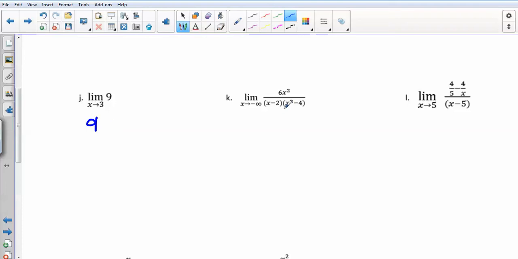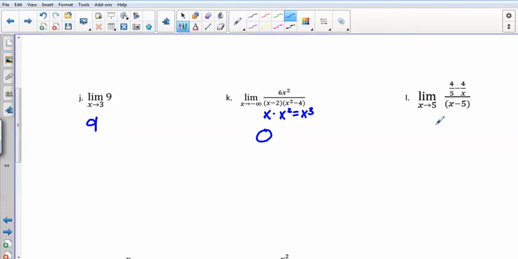The next one, I need the largest degree again. The largest degree here is x, and the largest degree here is x squared. That gives me x cubed. So now I can see that I have a bigger degree in the denominator, which means I have a horizontal asymptote at y equals 0. So my limit as x approaches negative infinity is 0.